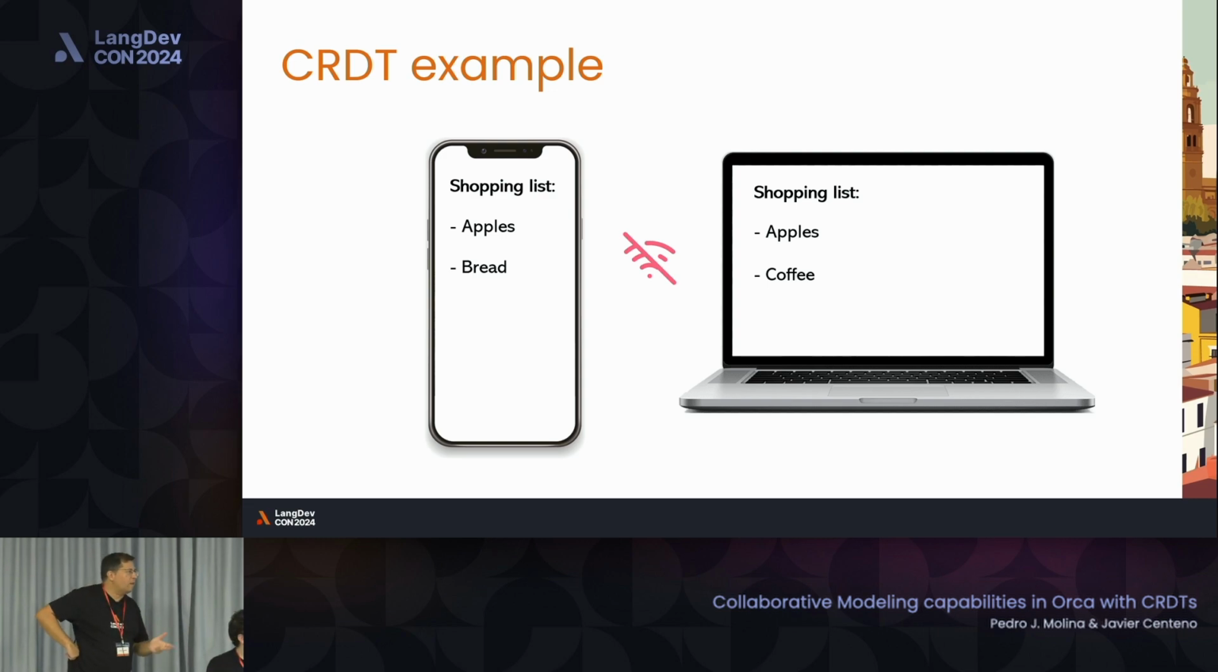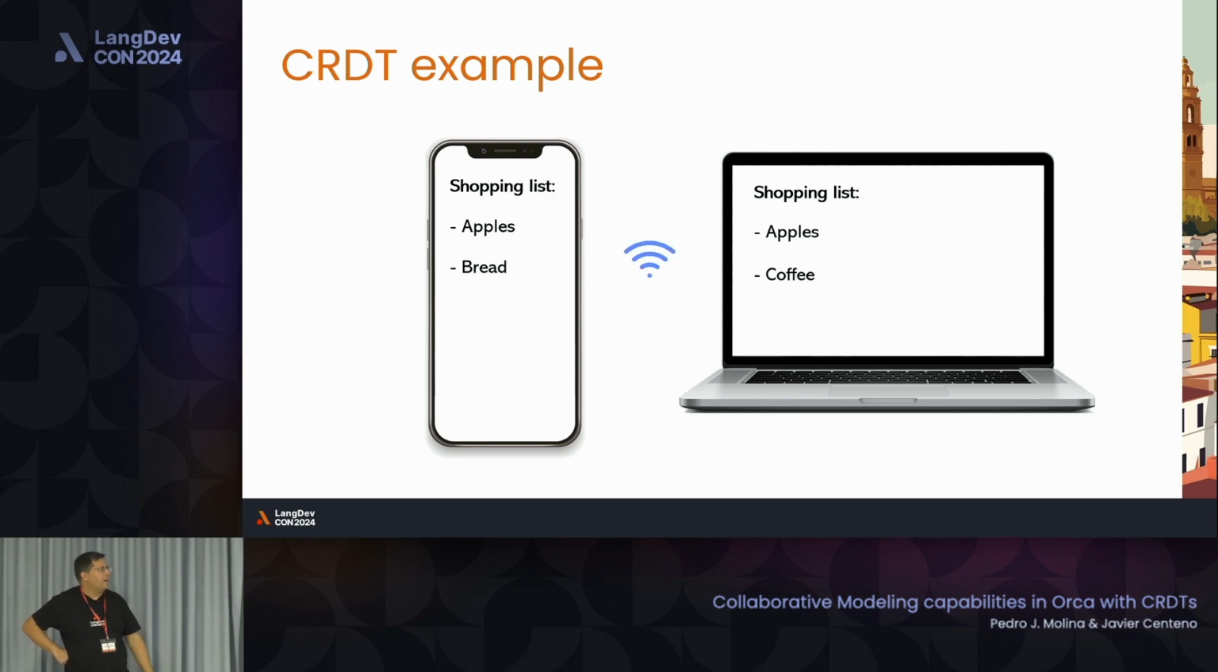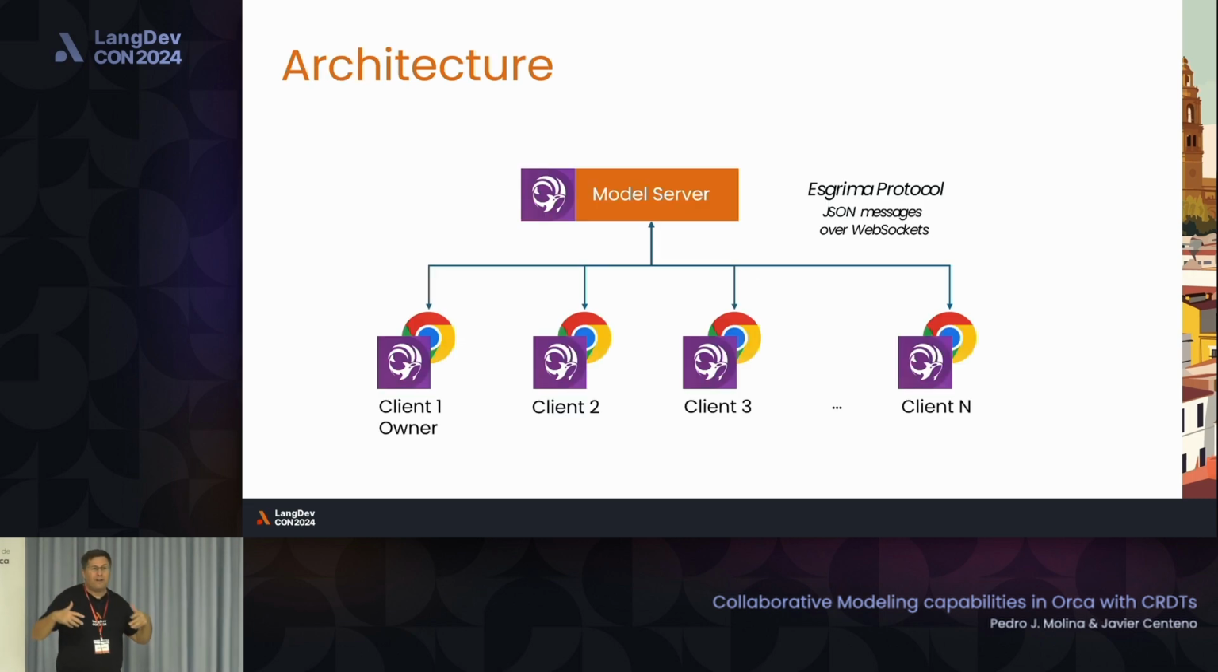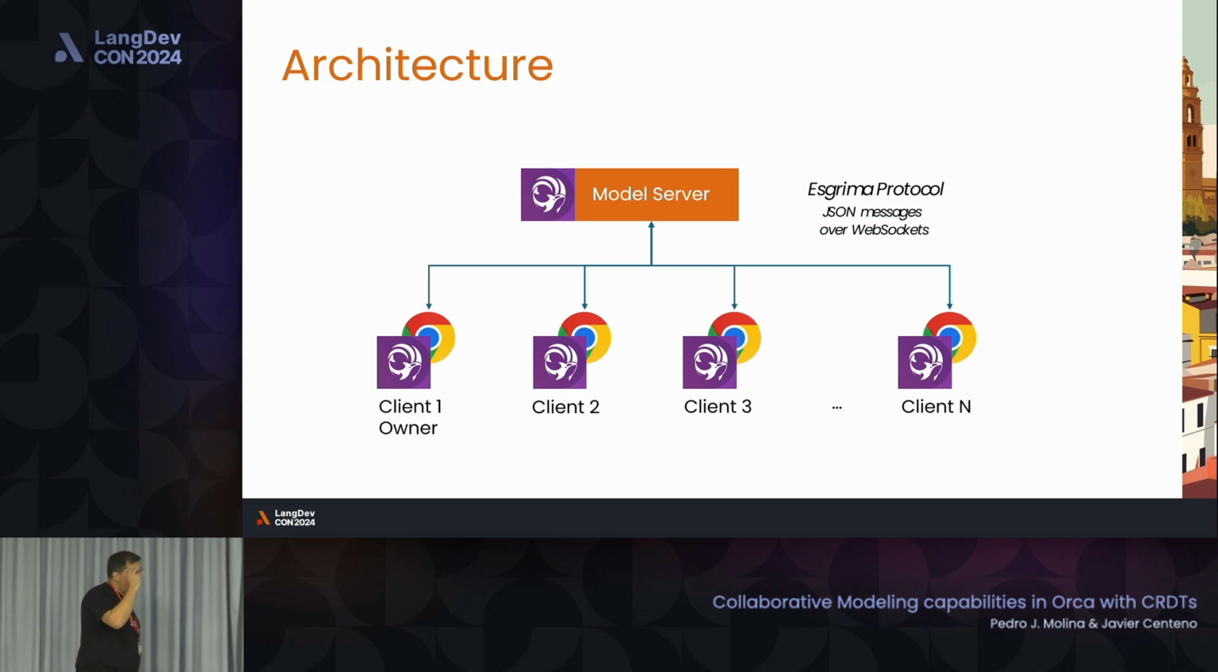Now suddenly we get connectivity back, yeah? And then we expect that the coffee will synchronize to this side and the bread will synchronize to the other side. That's more or less how things should work, okay? And at the end, eventual consistency is achieved. How do we arrive at that point, how do we do it?